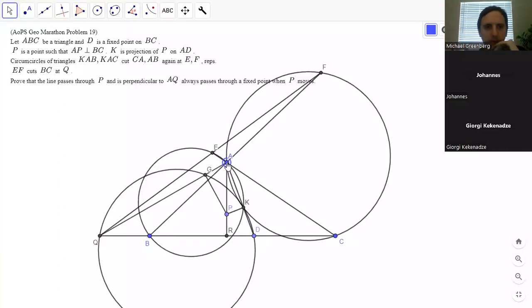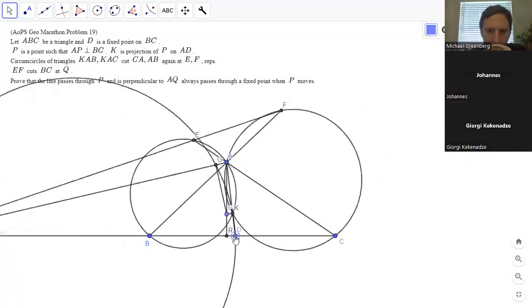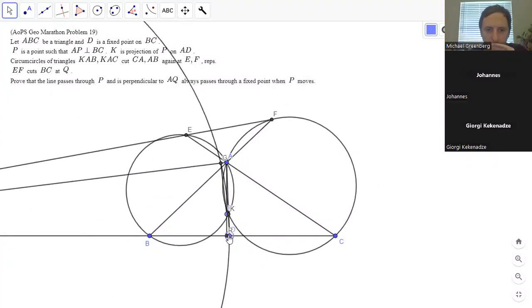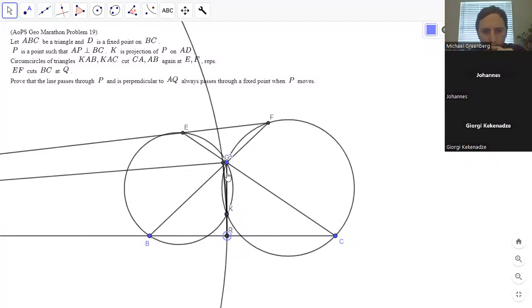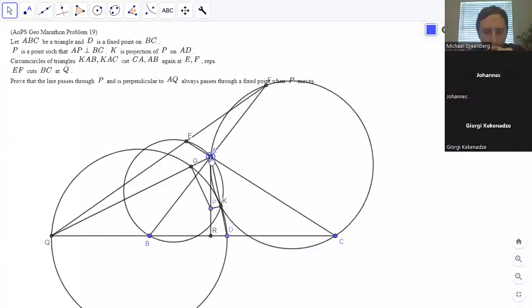So basically, what if we try to prove it in the case where D equals R? We would have an arbitrary point on the altitude. We would take the two circumcircles, and let AC and AB meet them at E and F. Then we would draw the intersection of EF and BC, and then take a perpendicular. So yeah, let's try it in that case.